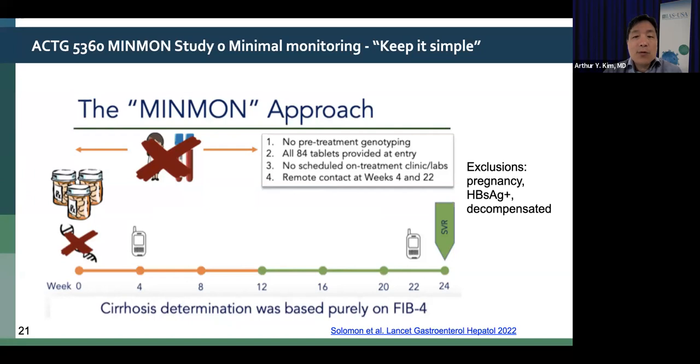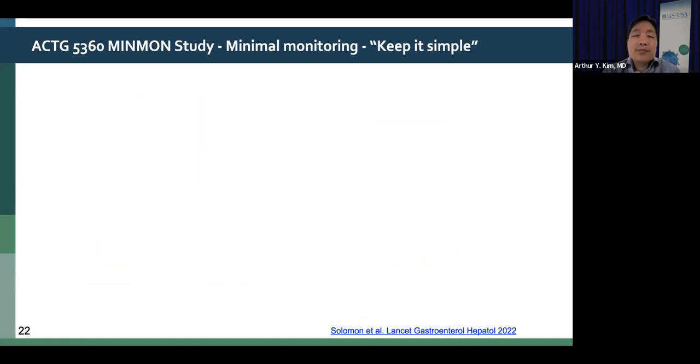You can see at weeks 4 and 22, these were also to enhance the likelihood that some patients would come back for study visits and be engaged with the study. Now, the exclusions are those who are pregnant, those who are hepatitis B surface antigen positive or co-infected with hepatitis B, those who are not selected for minimal monitoring, and persons with evidence of decompensation, which, as mentioned in the last couple of slides, involve specialized care.